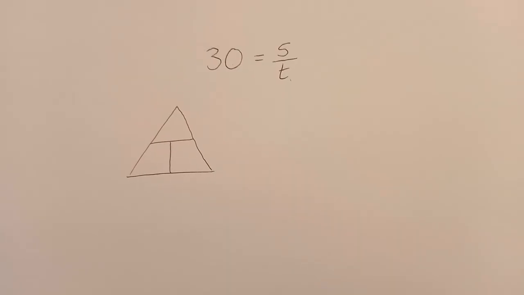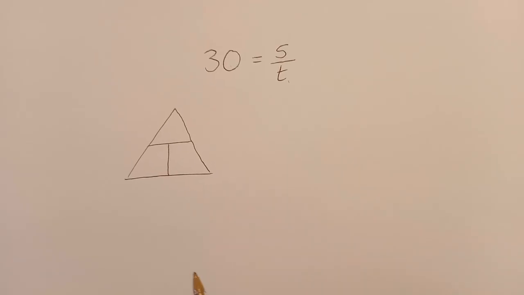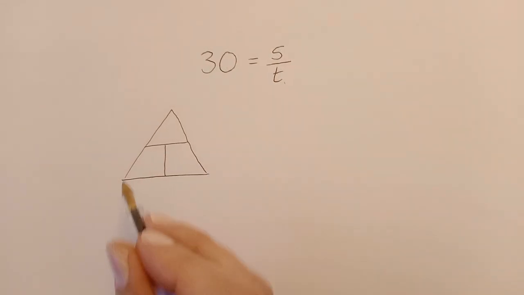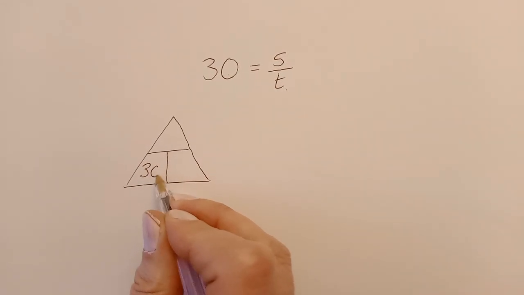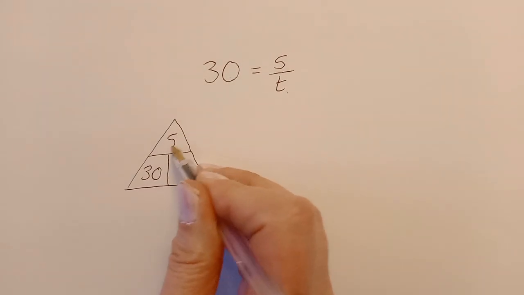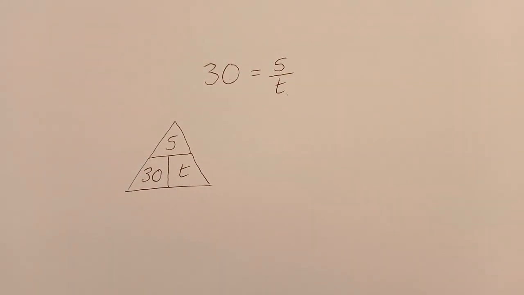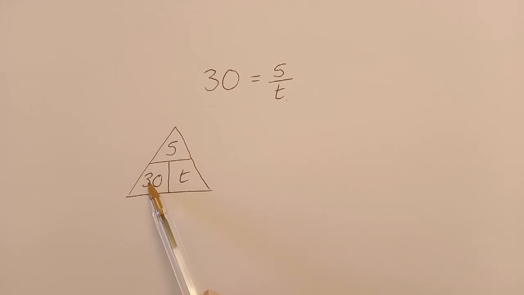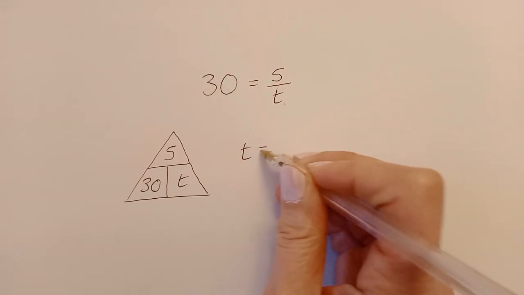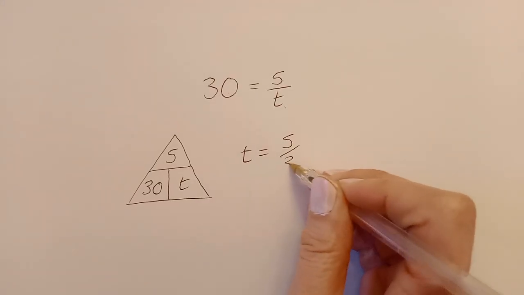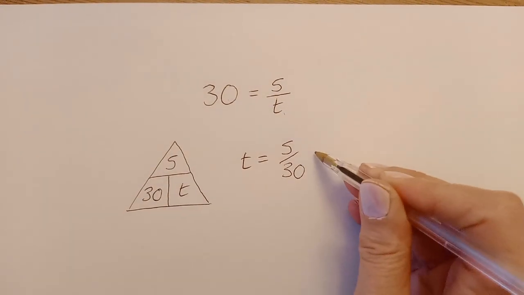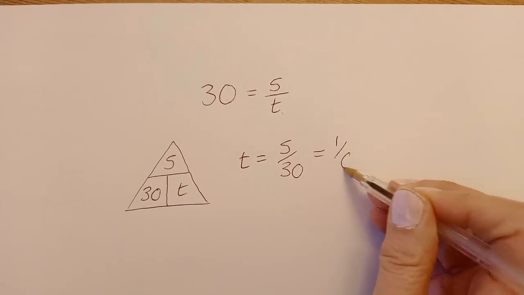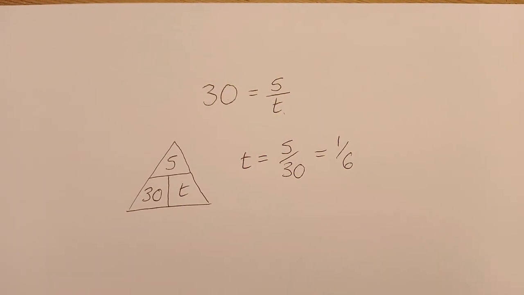To solve our equation using the triangle method, we can set our equation up in the triangle. 30 is 5 over t, and then we can see that t is 5 over 30. Cancelling it down, t is 1/6, so 1/6 of an hour.